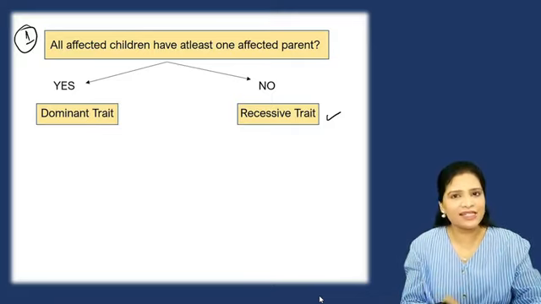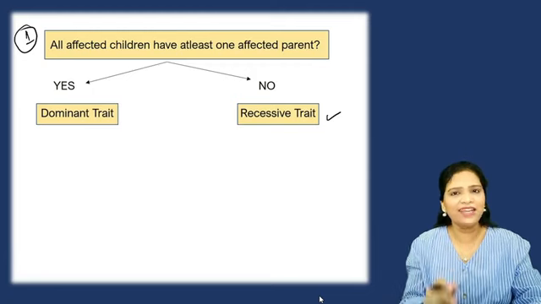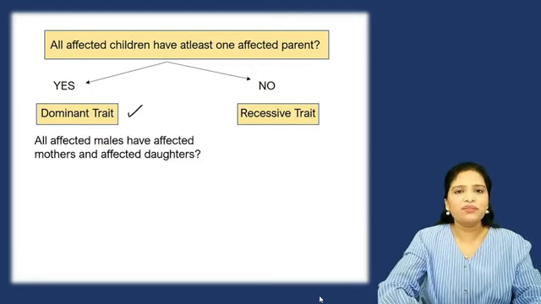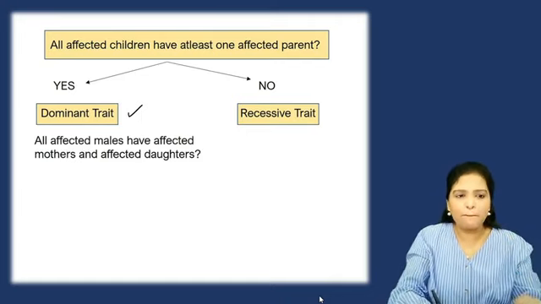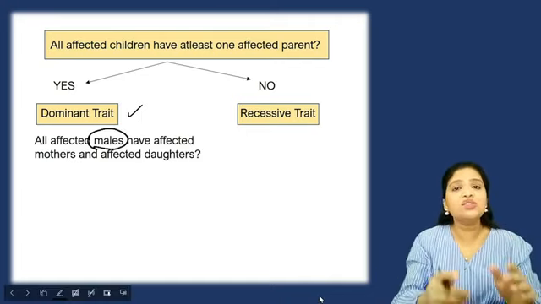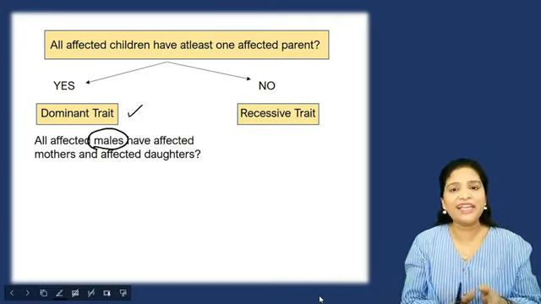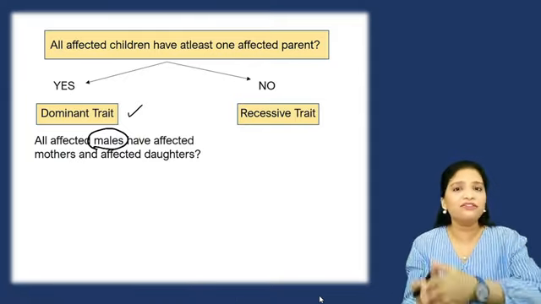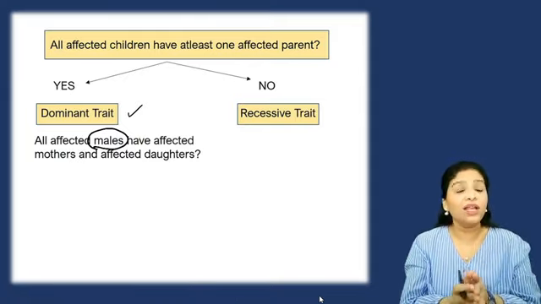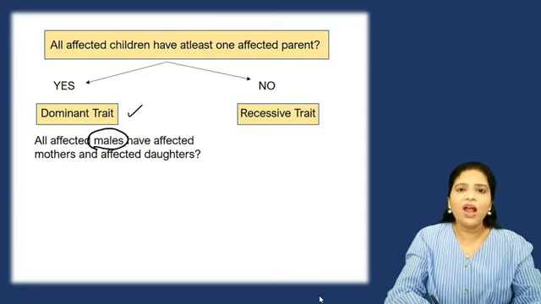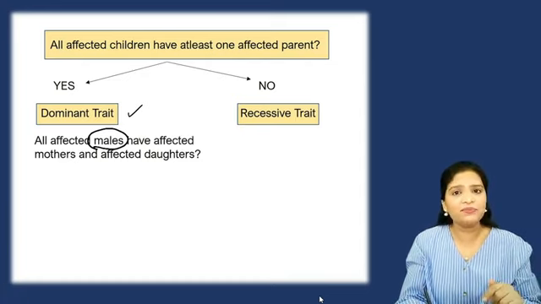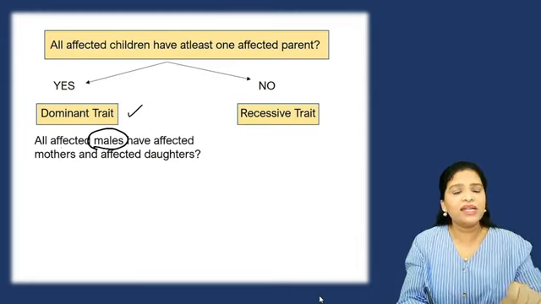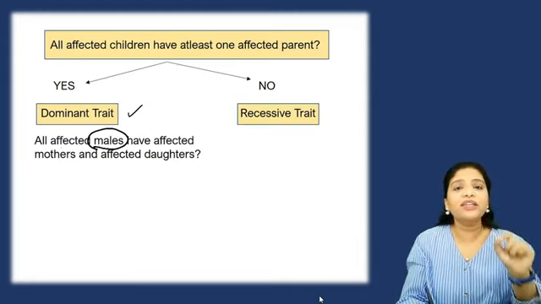For this next step, we have to ask the second question. If this is a dominant trait, then focus on the male. Focus just on the affected male given in the pedigree chart, not on the female. Now ask yourself, do all the affected males have affected mothers and affected daughters?